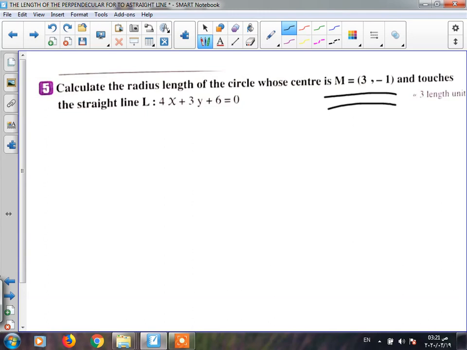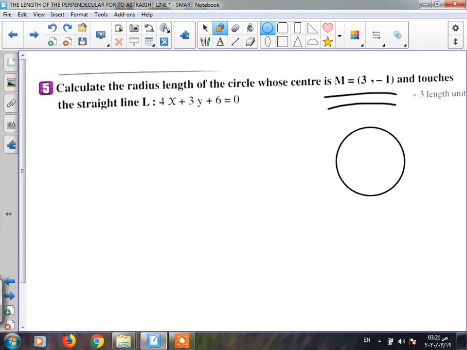Calculate the radius of a circle whose center is (3, -1) and which touches the straight line 4x + 3y + 6 = 0. This is our circle, and the straight line touches the circle at one point, just like that, and this is M.